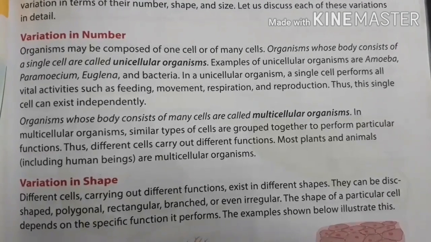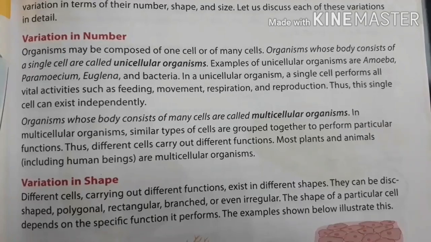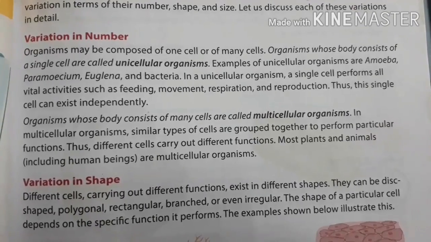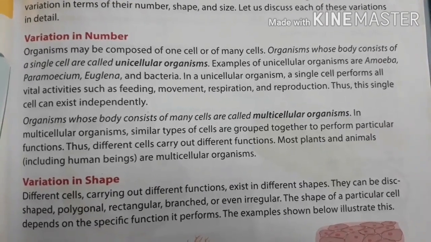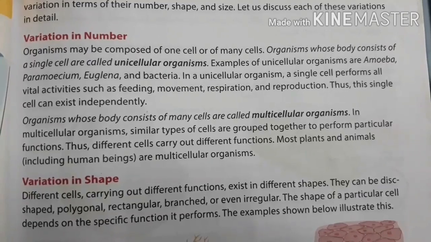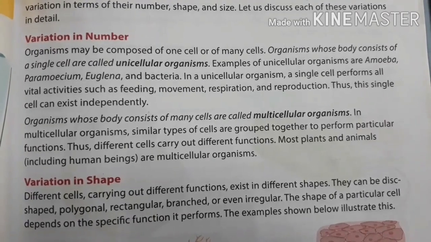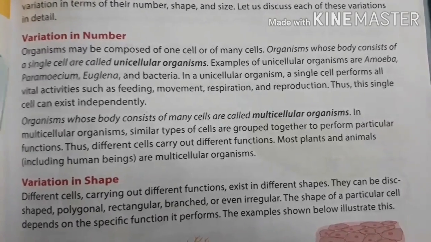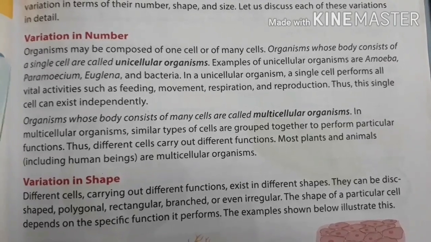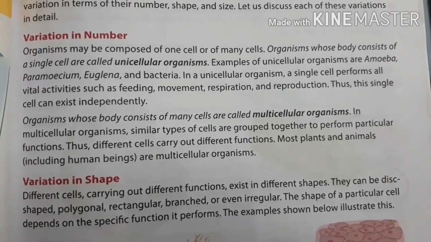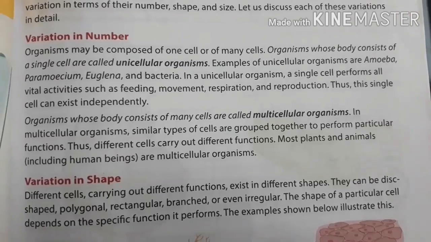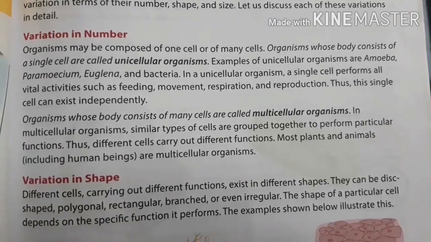Thus different cells carry out different functions. Most plants and animals, including human beings, are multicellular organisms. That's why we have different types of cells in our body, and why we are multicellular organisms. Clear? So this is regarding the variation in number.